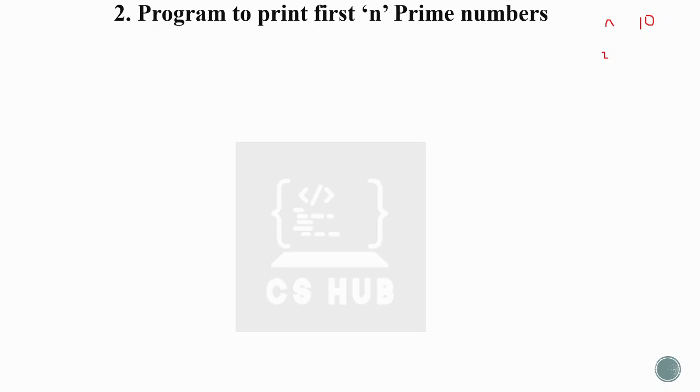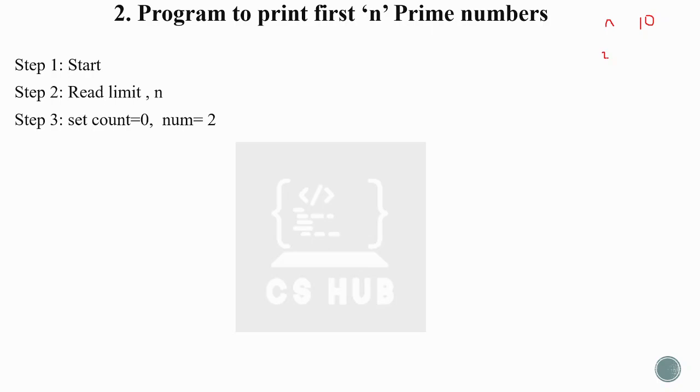Next step, let's consider step 1 is start, of course, read the limit n, then set count equal to 0, then num equal to 2. So here another thing is, suppose I set the limit as 5. So what I will do is, I will consider the numbers starting from 2.